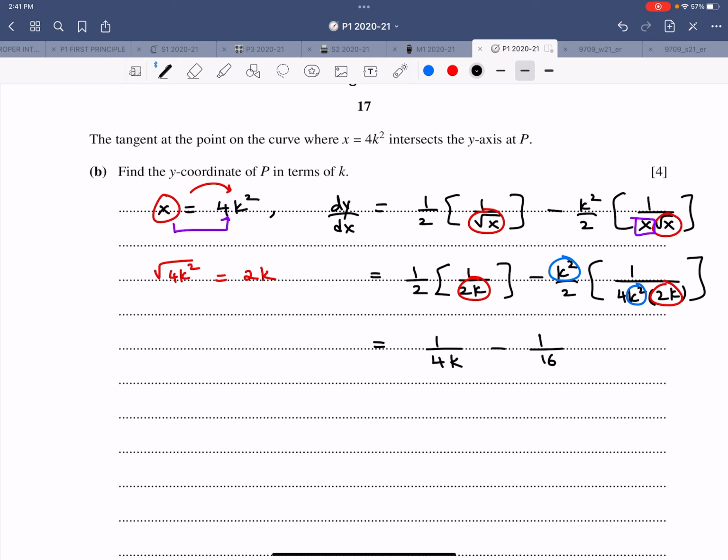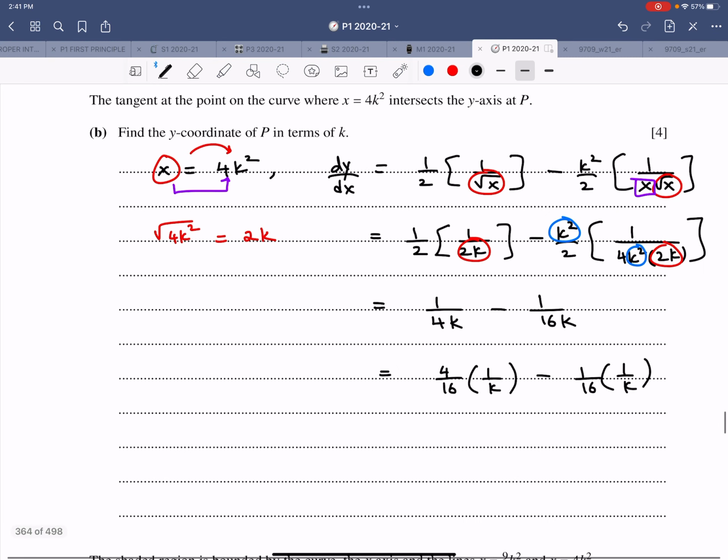And this is also a k at the bottom. So this is a 4 over 16 into 1 over k. I'm writing it like this, minus 1 over 16 into 1 over k. Looks good. So therefore, 1/4 is 4 over 16. That's perfect. That is 3 over 16 into 1 over k.